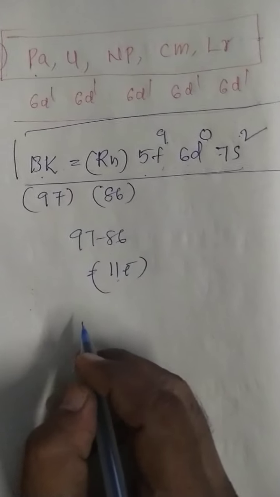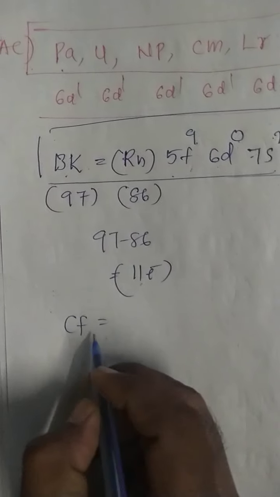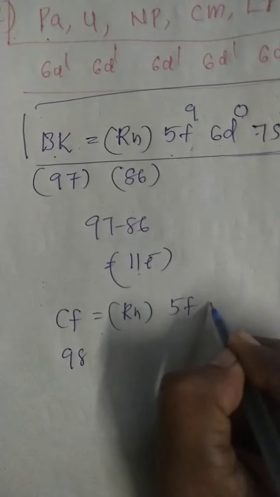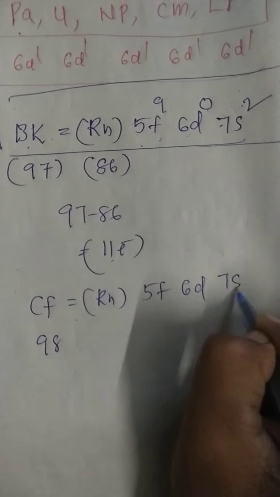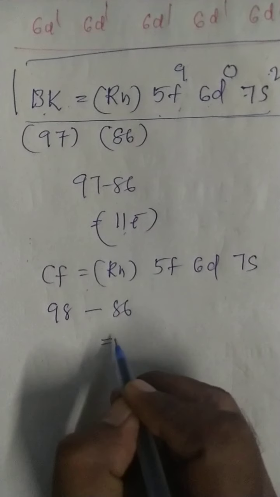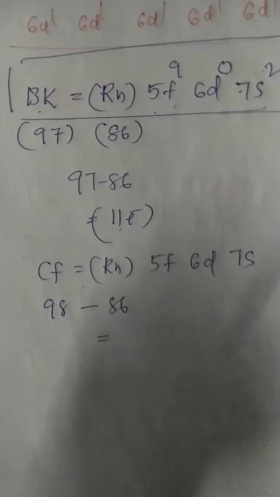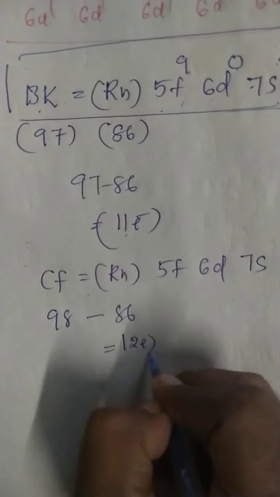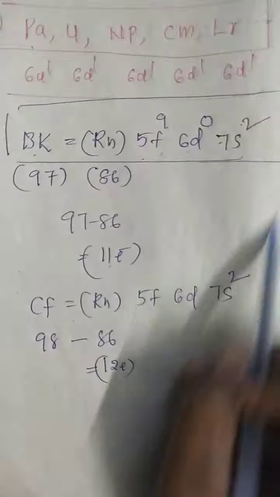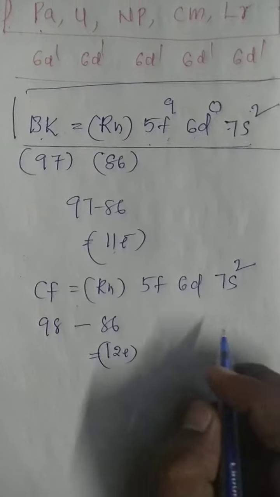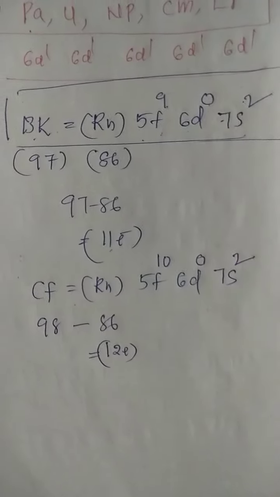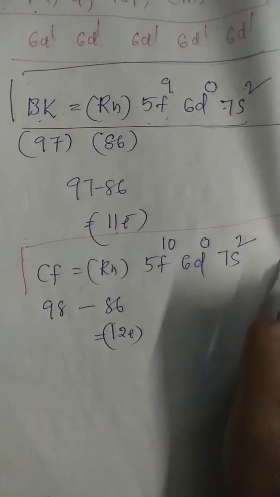One more example, californium. What is the atomic number of californium? 98. And radon 5f 6d 7s. Now 98 minus 86: 4 plus 8, total 12 electrons. Of these 12 electrons, 2 electrons are in the 7s orbital. Californium is not part of the 6d electrons, so here 0 electrons. 12 electrons means here 10 electrons are in 5f.